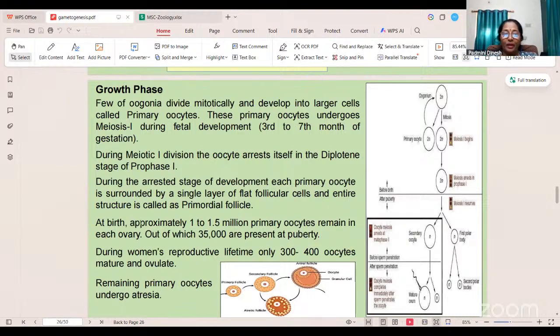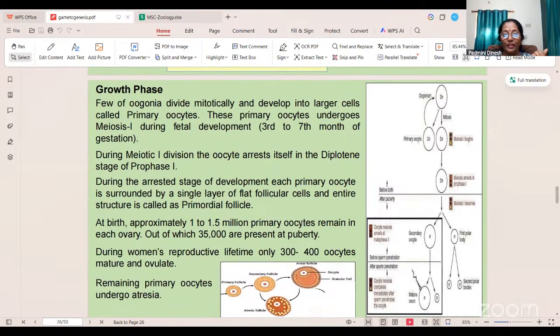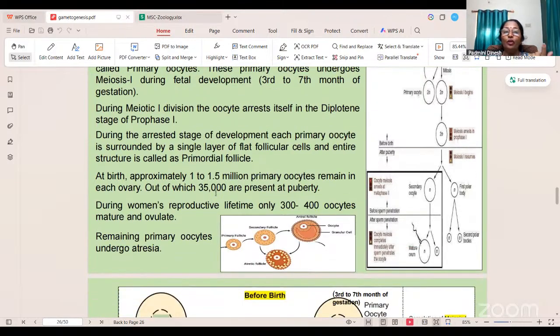So approximately at birth, you are left with only 1 to 1.5 million primary oocytes. That is what we talked about here. Out of these, only 35,000 are present by the time the child attains puberty. Why? Because the cells present in the ovary are dying and some are aging. So you are left with only 35,000. During a woman's reproductive lifetime, only 300 to 400 oocytes mature and ovulate. Ovulation is the release of the egg. So over the whole lifetime, the lady gives rise to 300 to 400 mature oocytes that ovulate. The remaining primary oocytes will undergo atresia.